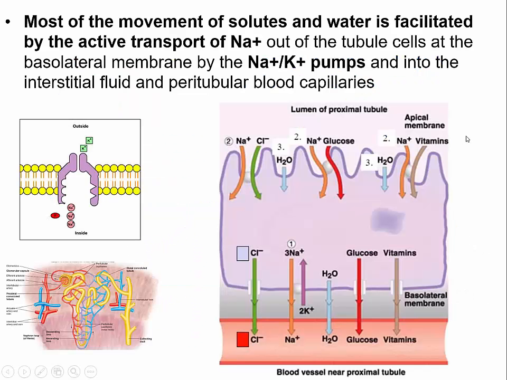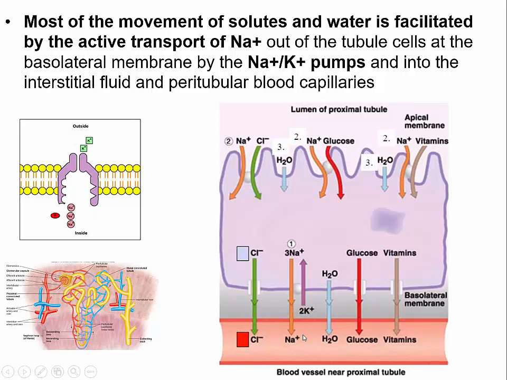Most of the movement of solutes and water is going to be facilitated by active transport of sodium out of the tubule cells at the basolateral membrane, shown here by the sodium-potassium pumps. It's going to pump that sodium out. Remember, 3 sodiums out for 2 potassiums in, and that sodium will then go out to the interstitial fluid and then into the peritubular capillaries.